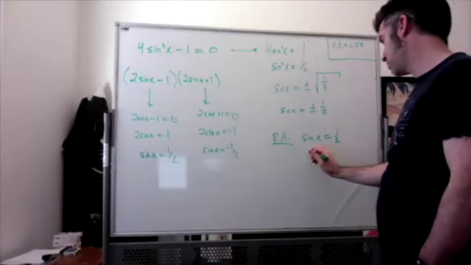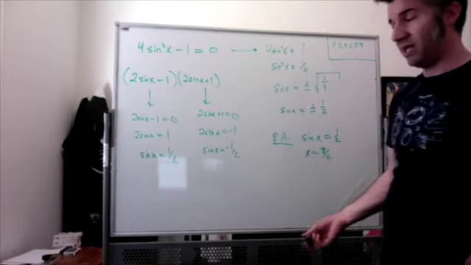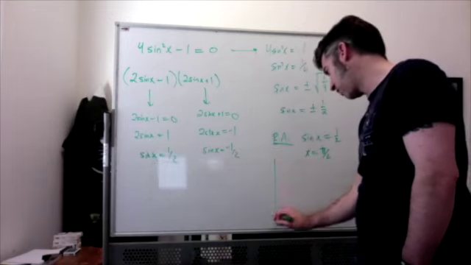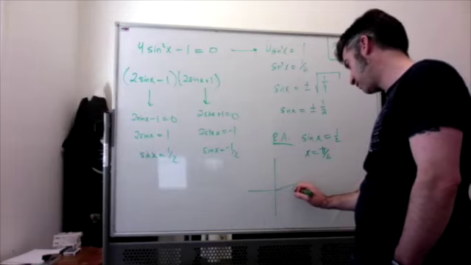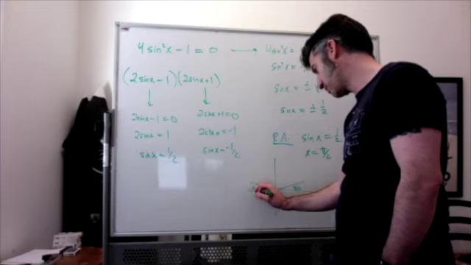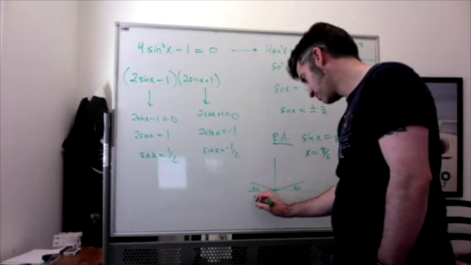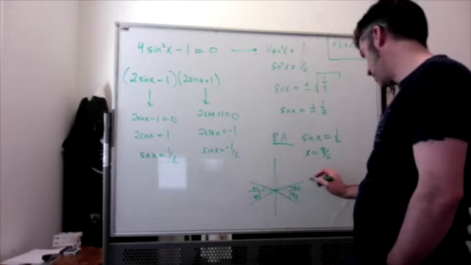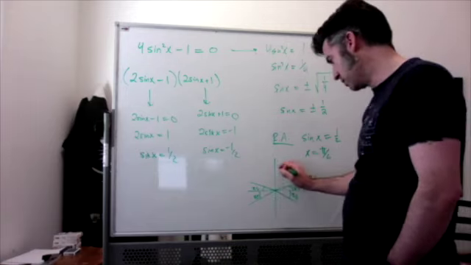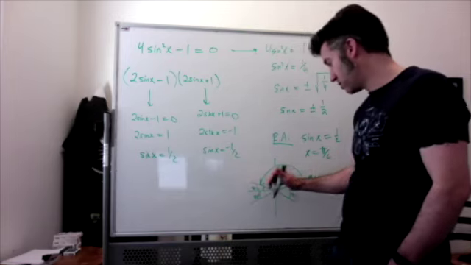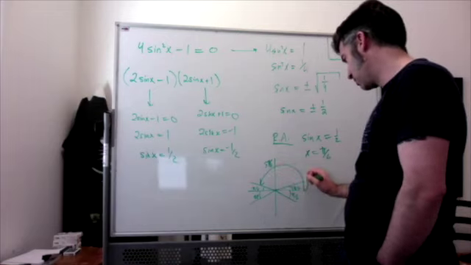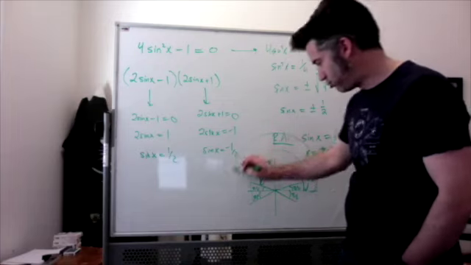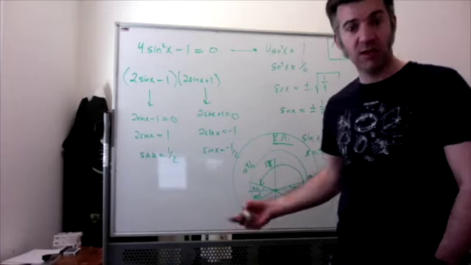The reference angle is pi over 6. But then I need an answer in every quadrant, because sine can be positive in quadrants 1 and 2, and sine can be negative in quadrants 3 and 4. So I'm looking for the angles whose reference angles are pi over 6 in each of the four quadrants. This first angle is pi over 6. Then this next angle is pi minus pi over 6, which is 5 pi over 6. Then this next angle is pi plus pi over 6, which is 7 pi over 6. And this final angle is 2 pi minus pi over 6, which is 11 pi over 6.